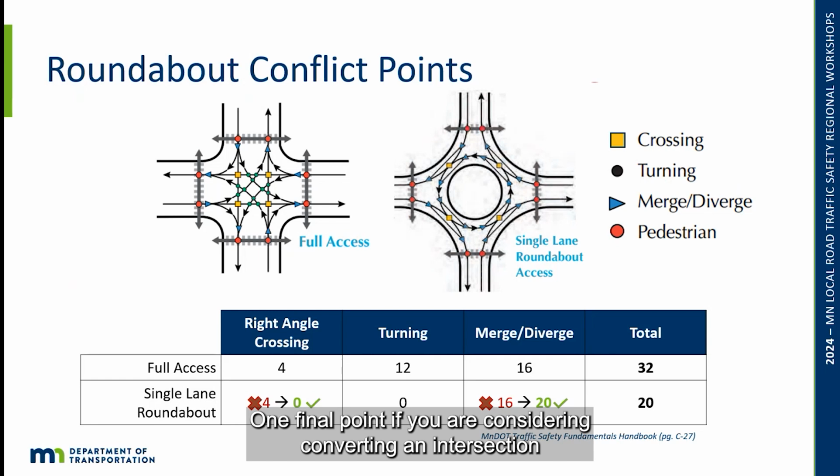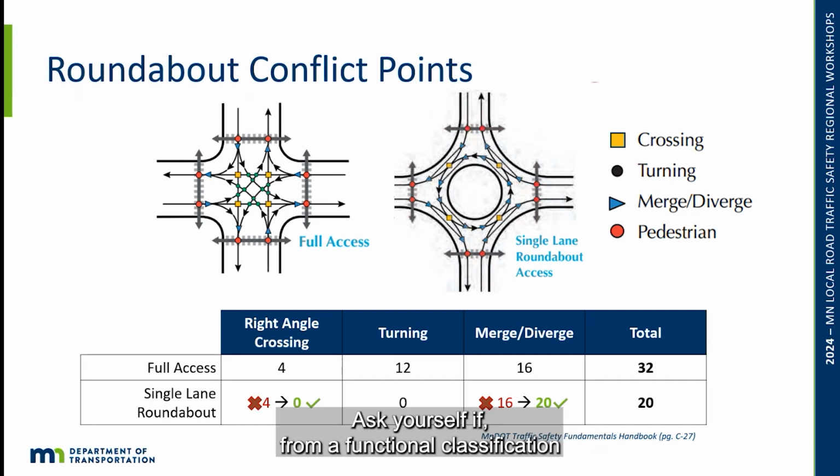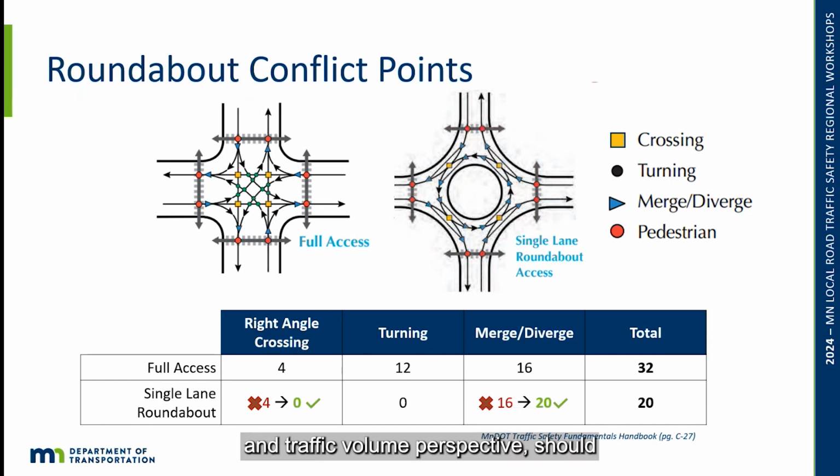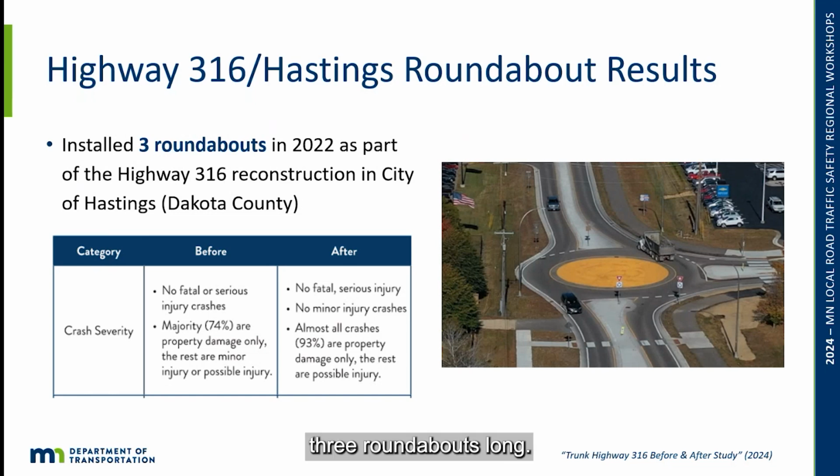One final point: if you are considering converting an intersection to a roundabout, roundabouts treat all of the approaching legs equally. Ask yourself if, from a functional classification and traffic volume perspective, the legs should be treated equally. To wrap up the discussion of roundabouts, MnDOT installed 3 roundabouts along Trunk Highway 316 in the city of Hastings in Dakota County. This construction resulted in a 70% reduction in injury crashes.